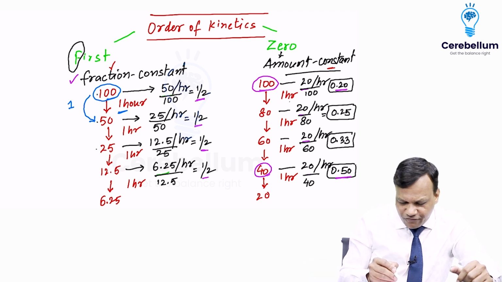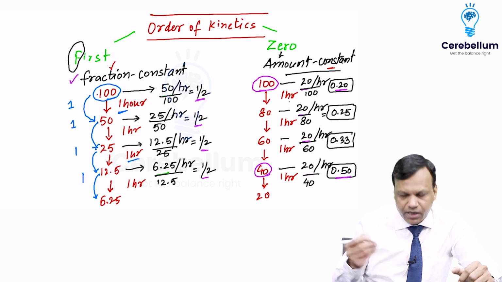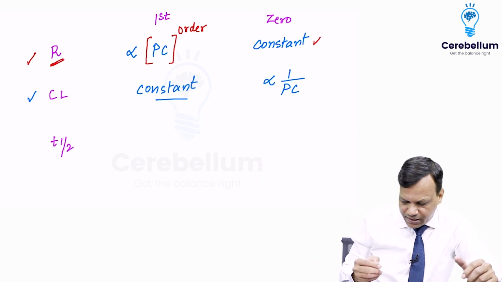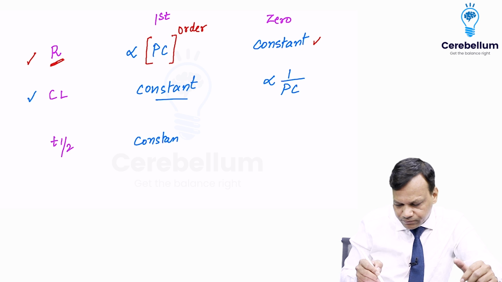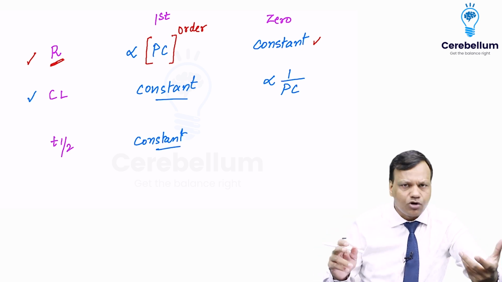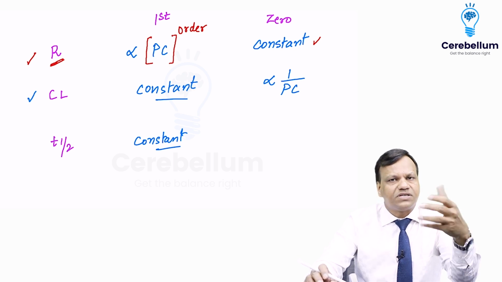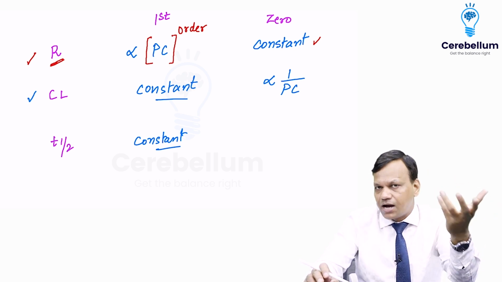Then half of 50 is 25. So how much time does it take from 50 to 25? Again 1 hour. From 25 to 12.5, again 1 hour. 12.5 to 6.25, again 1 hour. So what we noted is that half-life is constant in case of first order kinetics. This is logical also. We know that the fraction is constant, so 50% will also be constant. So the same time will be taken to make 50%, that means half.